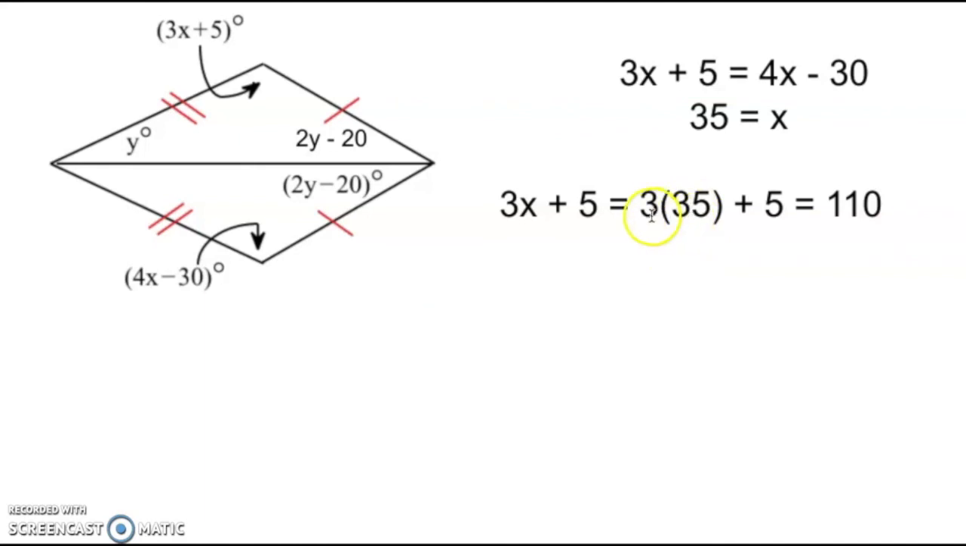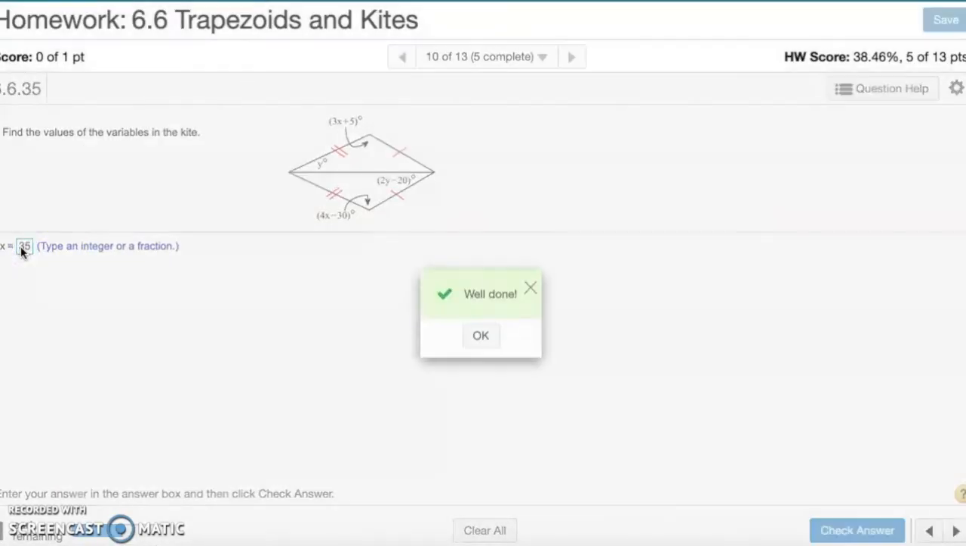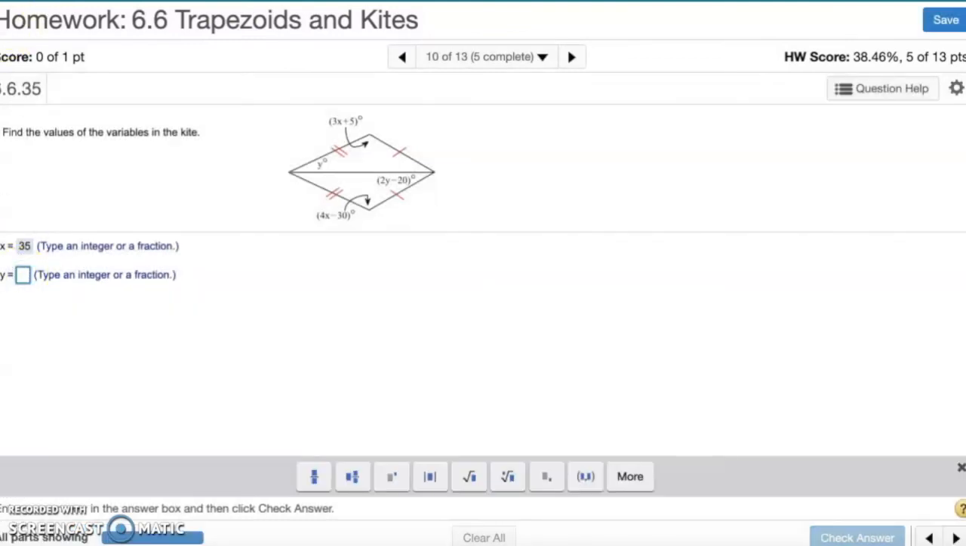Multiplying 3 times 35 plus 5, you get 110. So I substituted 35 in for x. Now this whole piece is 110. So now 110 plus y plus 2y minus 20 add up to 180. Here's that written as an equation. Combine like terms, I'll have 3y plus 90 equals 180. Subtract 90 from both sides, you get 90. Divide both sides by 3, and you get y is 30. So let's type that in. So x is 35, and y is 30.